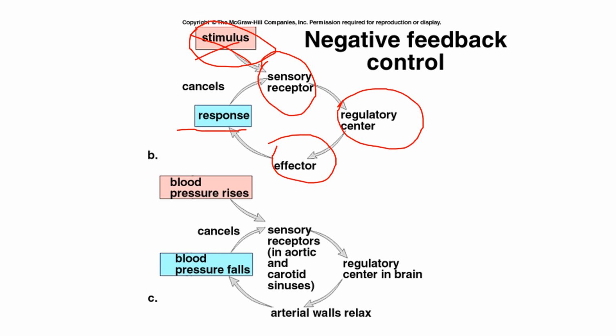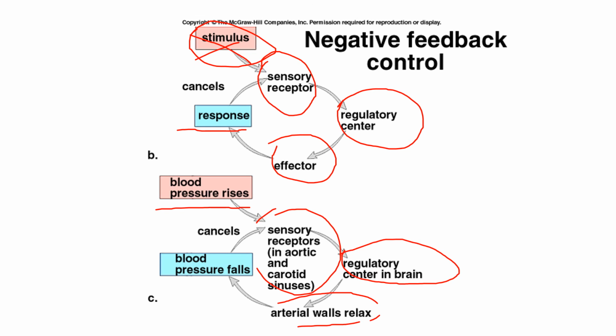Let's go through an example here. When we have an increase in blood pressure, the sensors, which are found within our aortic and carotid sinuses, send that information to regulatory centers in the brain, which is the medulla oblongata in this example. Then the effector is for the arterial walls to relax, and that decreases our blood pressure. Once our blood pressure goes back to normal, the stimulus is no longer there, and the system will stop.